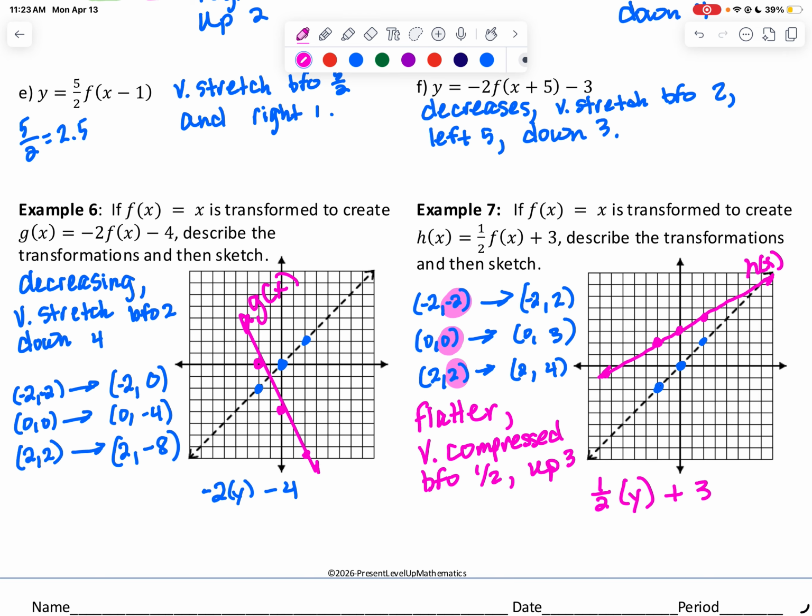And that concludes today's lesson, Transformations of Linear Functions, Part 2.